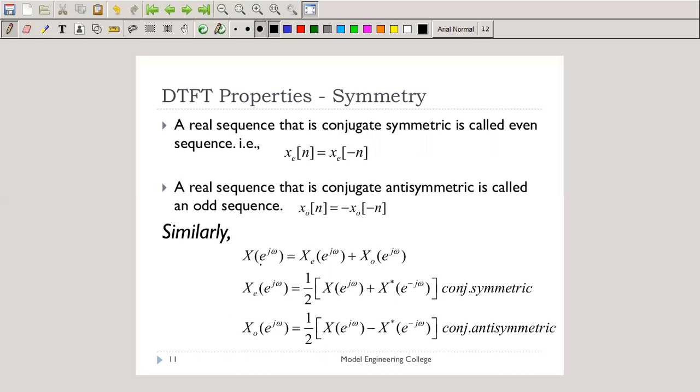That is, X of e raised to j omega can be expressed as the sum of an even spectrum and an odd spectrum. So X of e raised to j omega is equal to Xe of e raised to j omega plus Xo of e raised to j omega. Here, the even part is obtained by Xe of e raised to j omega equal to half of X of e raised to j omega plus the complex conjugate X conjugate of e raised to minus j omega. And the odd part Xo of e raised to j omega is equal to half of X of e raised to j omega minus X conjugate of e raised to minus j omega.